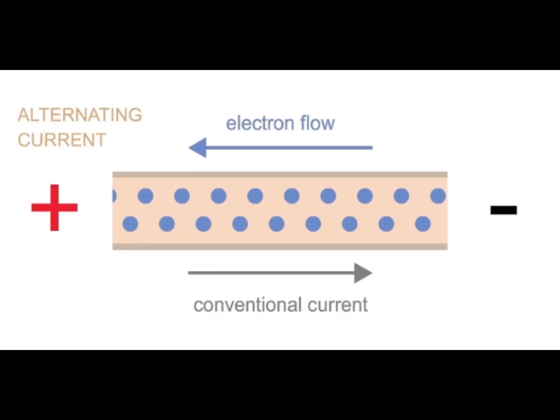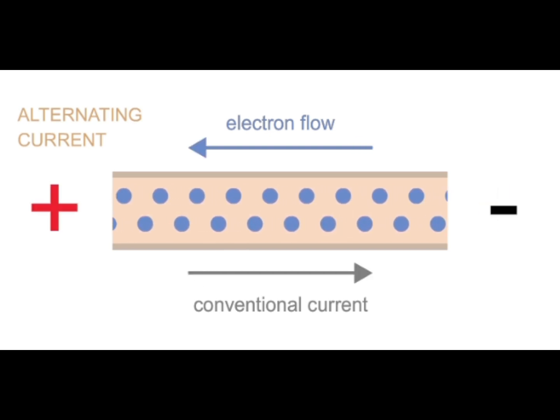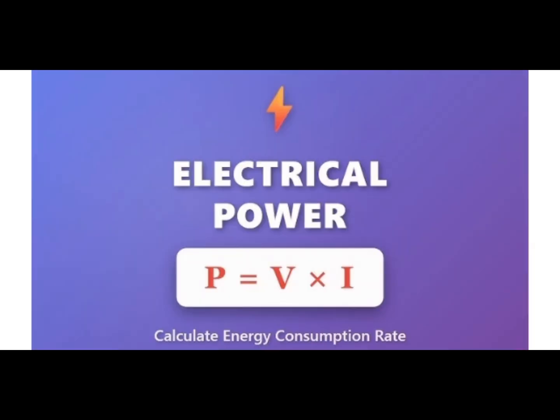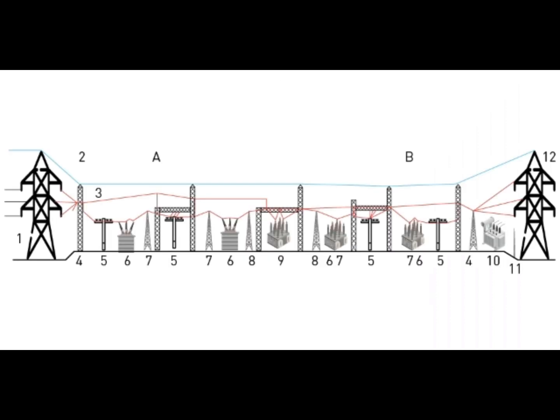Simultaneously with the voltage conversion, the transformer also affects the magnitude of the current. According to the power formula, P equals V times I, there is an inverse relationship between voltage and current. If the voltage decreases, the current increases, and vice versa. This characteristic is crucial for regulating electrical energy transmission.